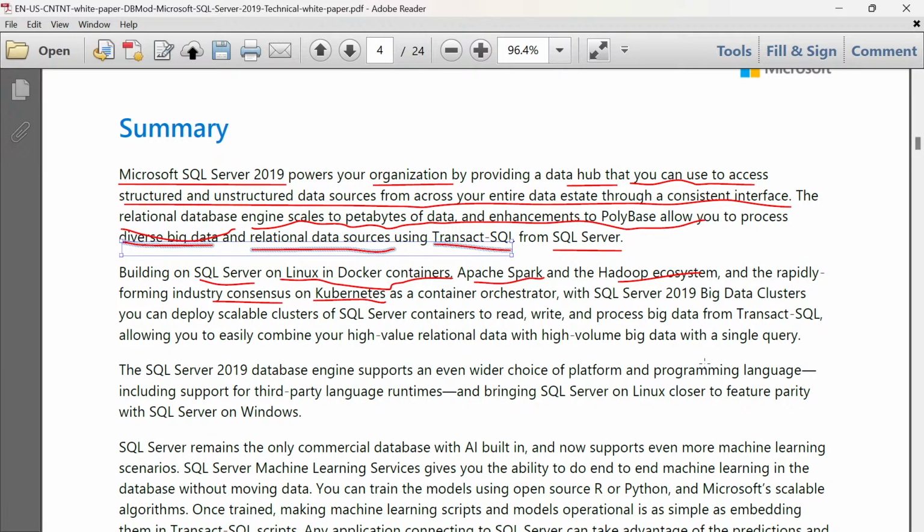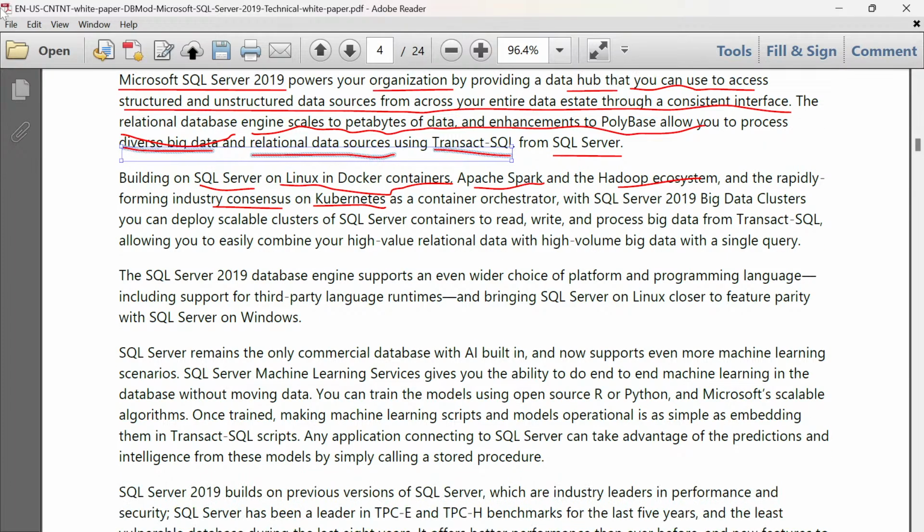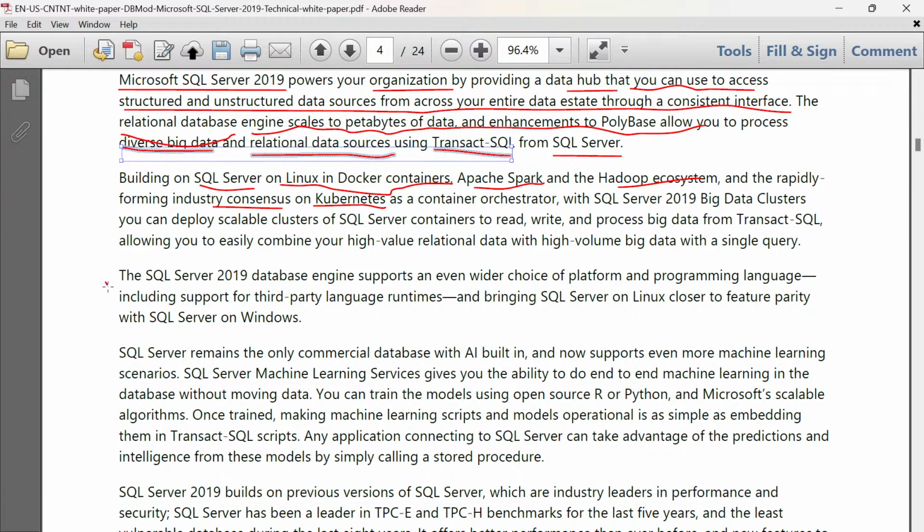So here now we will be closely looking at this SQL Server. Moving further, here we can see that the SQL Server 2019 database engine supports an even wider choice of platforms and programming languages, which includes support for third-party language runtimes.